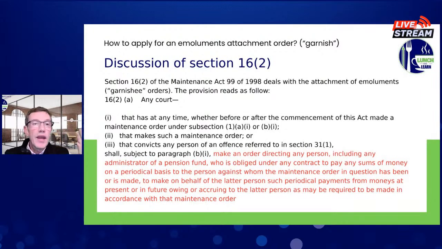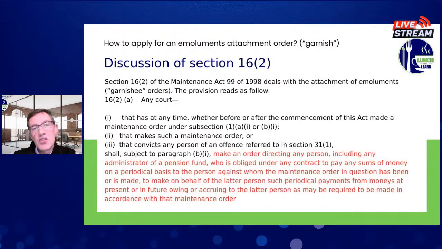That is a lot of big words, and it basically says that when the court makes a maintenance order, or a person stands to be convicted of an offense in terms of Section 31 for not paying maintenance, then the court may at that stage direct either the pension fund or the employer to deduct a certain amount of money by means of periodical, monthly payments, in order to pay that amount. So the court could make an order right at that stage.